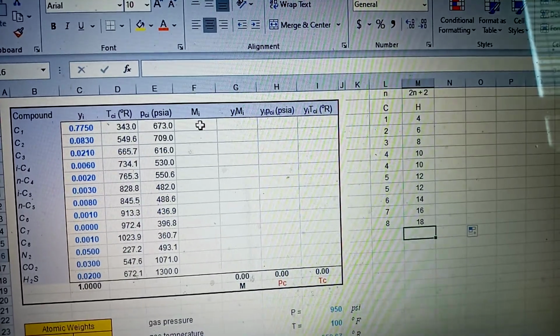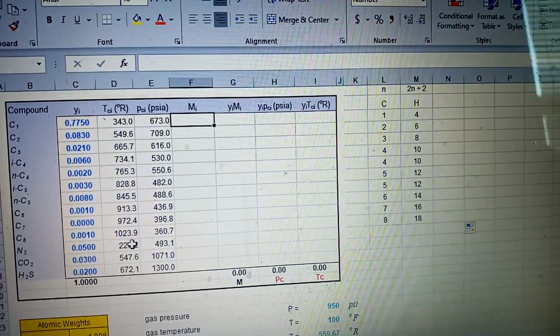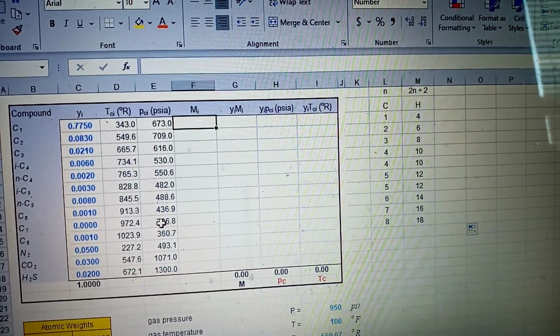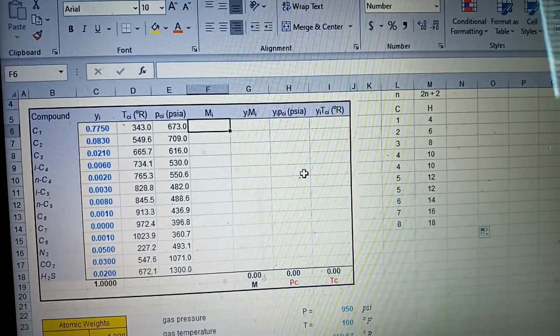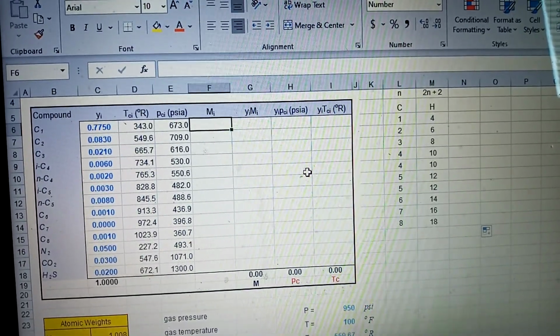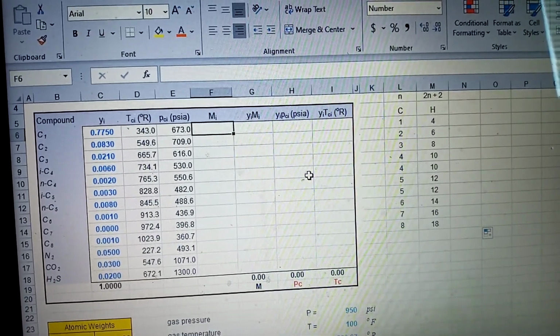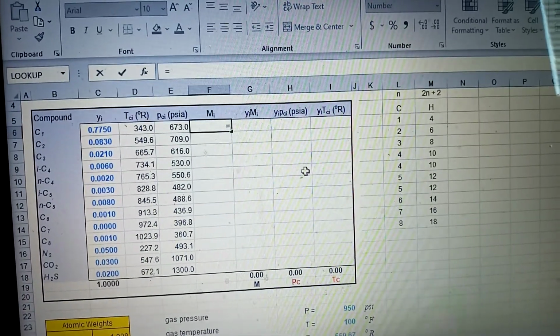So I'm now going to calculate the molecular weight for those hydrocarbons first. So what is molecular weight? That would be the number of carbon multiplied by the atomic weight of carbon plus the number of hydrogen multiplied by the atomic weight of hydrogen. So let's put the formula. Equals. Don't forget, you have to start with equals. So I need the number of carbon first.